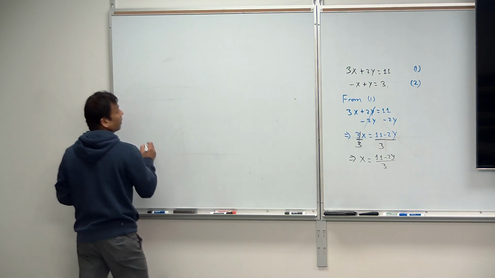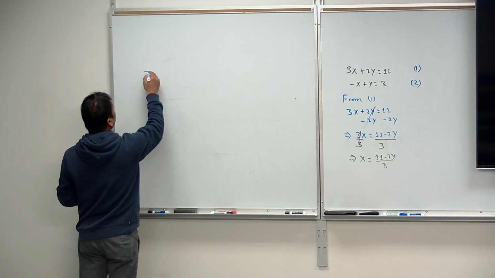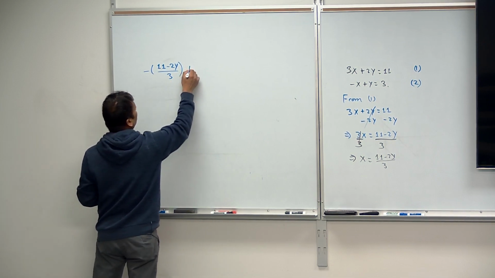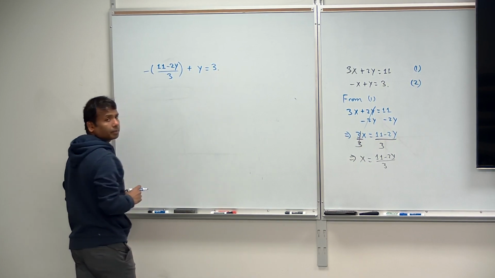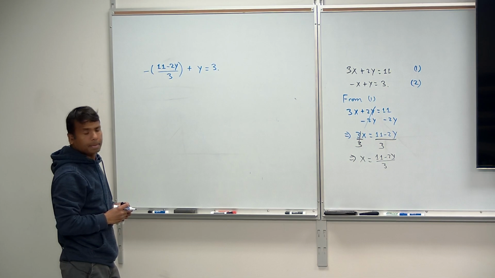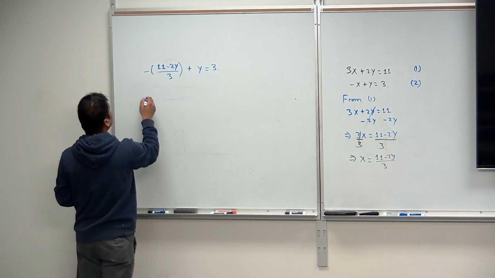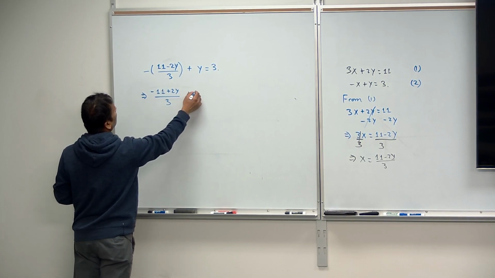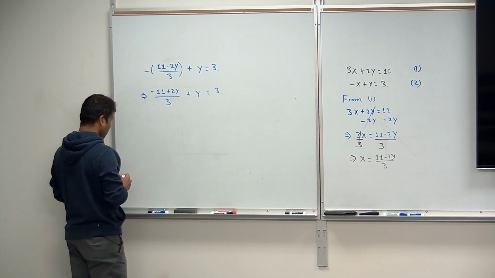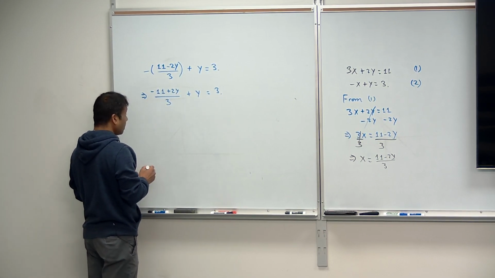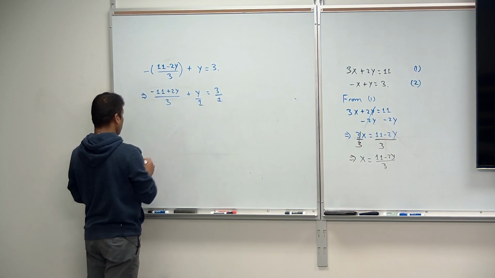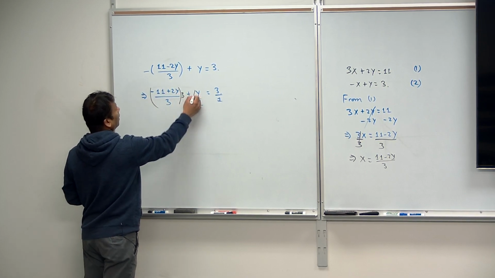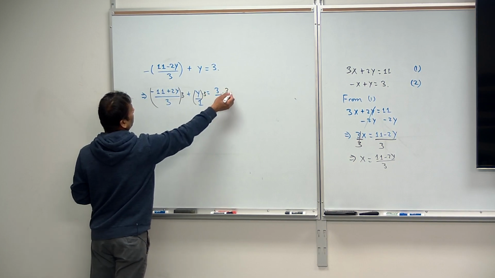So this will be negative (11 minus 2y) over 3 plus y equal to 3. Right? So this is the same as negative 11 plus 2y over 3 plus y equal to 3. And you multiply both sides by 3, because the LCD is 3. So you multiply this by 3, this by 3, and this by 3.